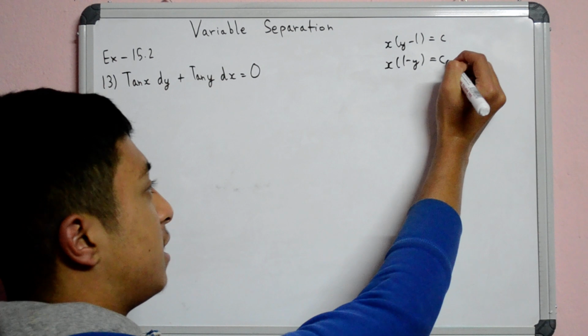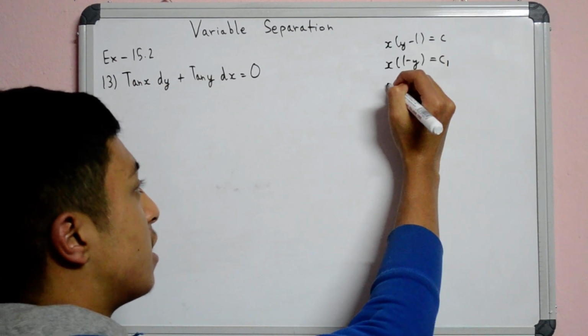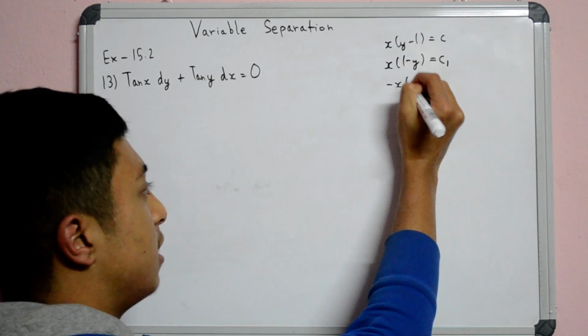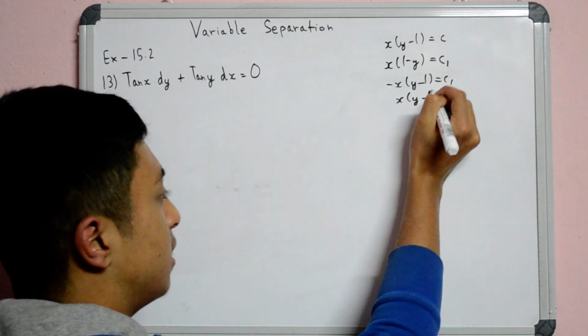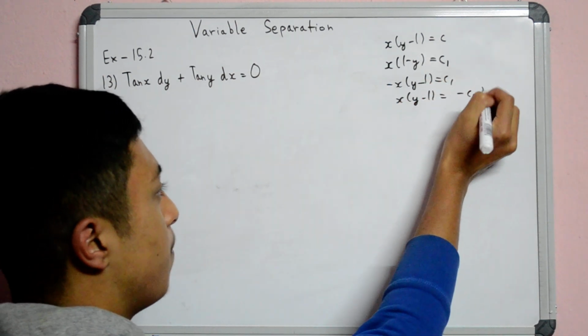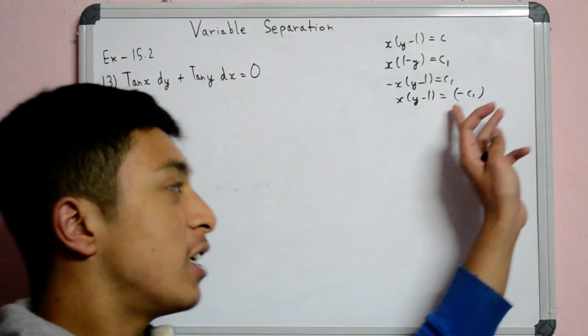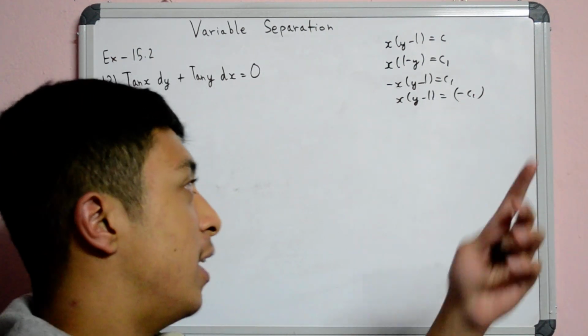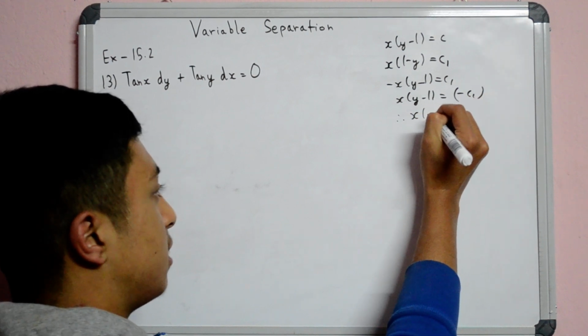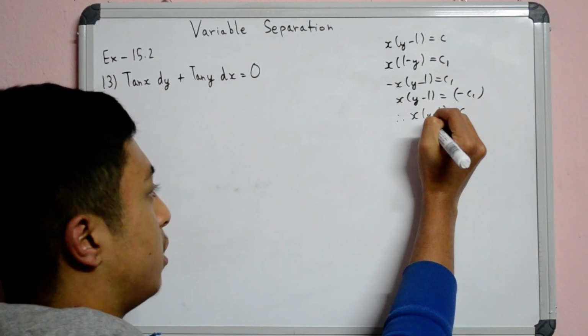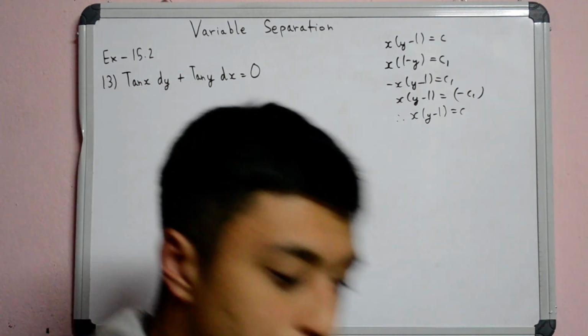If you let this be c1, then you can take the negative, which becomes negative x(y minus 1) equals c1, and I'll take the negative on the right hand side. This becomes minus c1, and here a negative constant is just another constant which I'll represent as c. So ultimately I'll get x(y minus 1) is equal to c, which is the answer in the book.